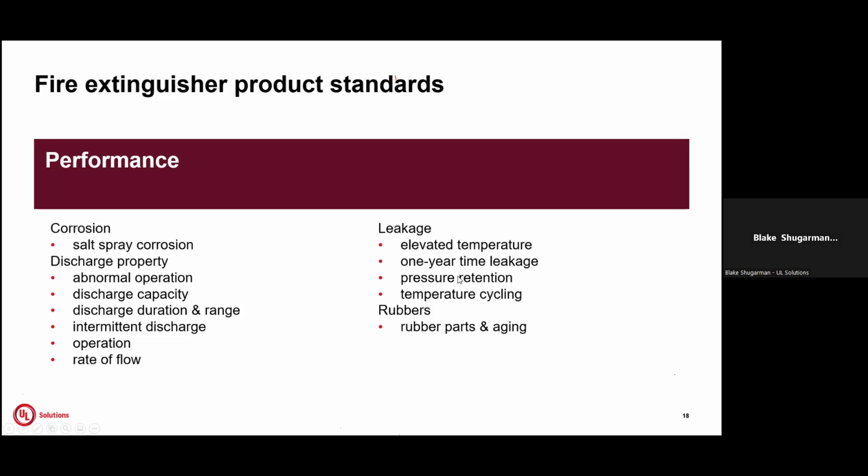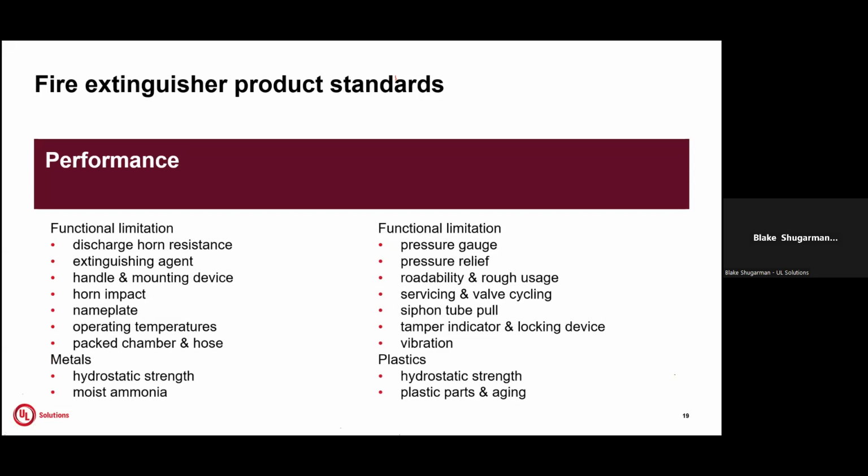And then there are also tests that we conduct on rubber materials. All of the gaskets and O-rings have minimum requirements and are also evaluated following aging and exposure to the extinguishing agents as appropriate. The other performance tests include functional limitations of the extinguisher itself, the discharge horn resistance. We want to make sure that nobody gets electrocuted from the discharge of carbon dioxide. So all of the horns are plastic in material, and they go through a discharge horn resistance test.